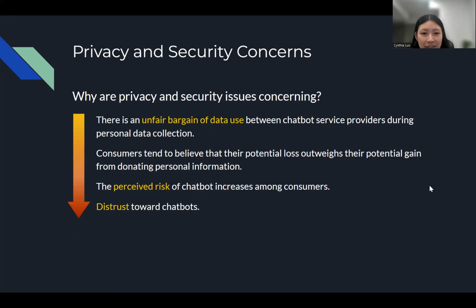Why is the privacy and security issue concerning? As we can see here, there is an unfair bargain of data usage between chatbot service providers during personal data collection. And as consumers notice this, they may develop a tendency to believe that their potential loss outweighs their potential gain from donating their personal information. As a result, the perceived risk of chatbots increases among consumers, ultimately leading to distrust.